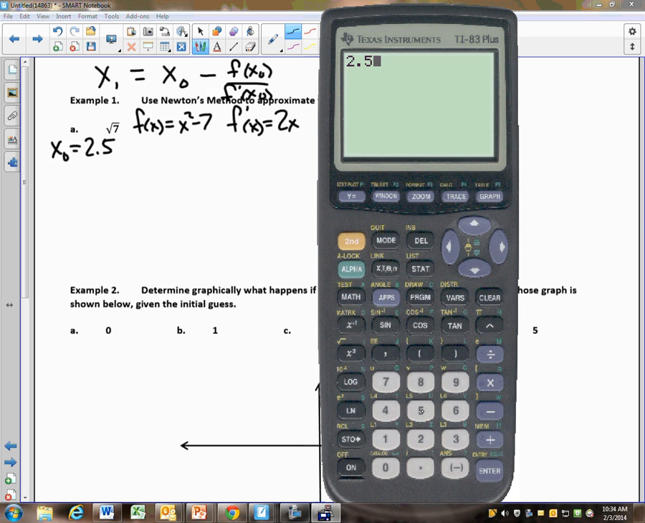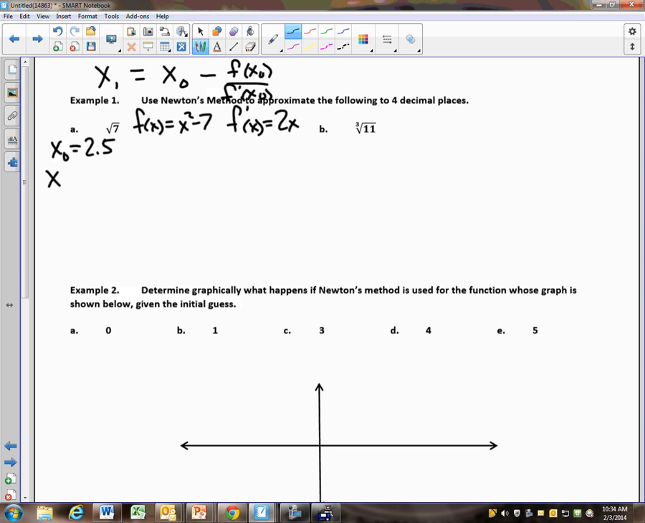2.5 minus, what do I do at the top? F of, yep. So I've got 2.5 squared minus 7 in the top, so parentheses, 2.5 squared minus 7 in the top. Divided by, what do I have in the bottom? 2 times 2.5. 2.65. So that's my new guess.